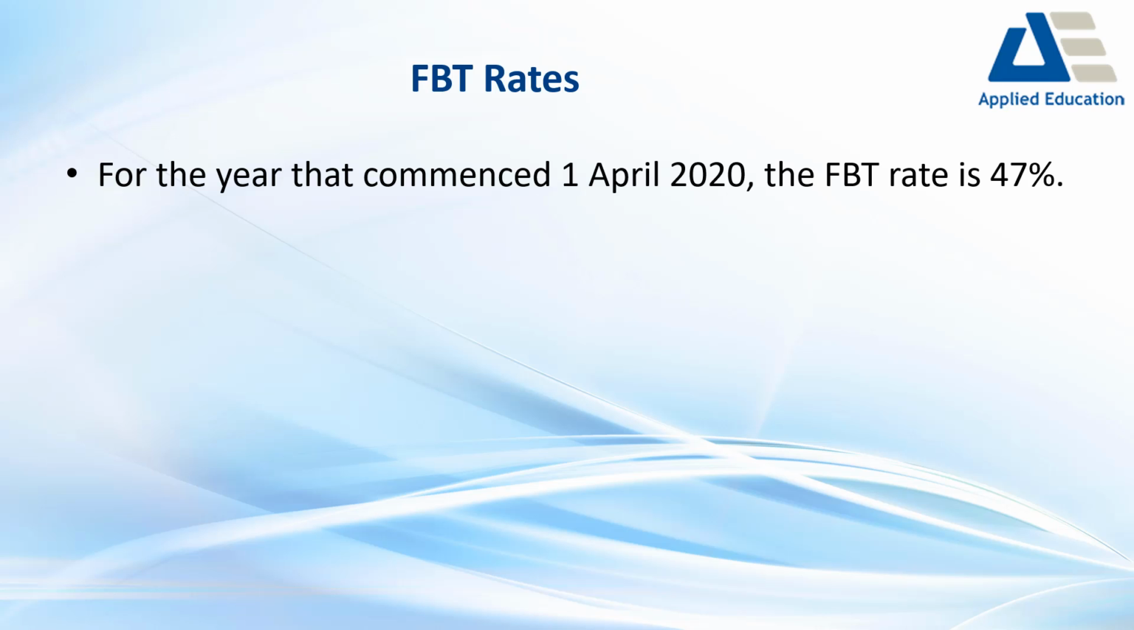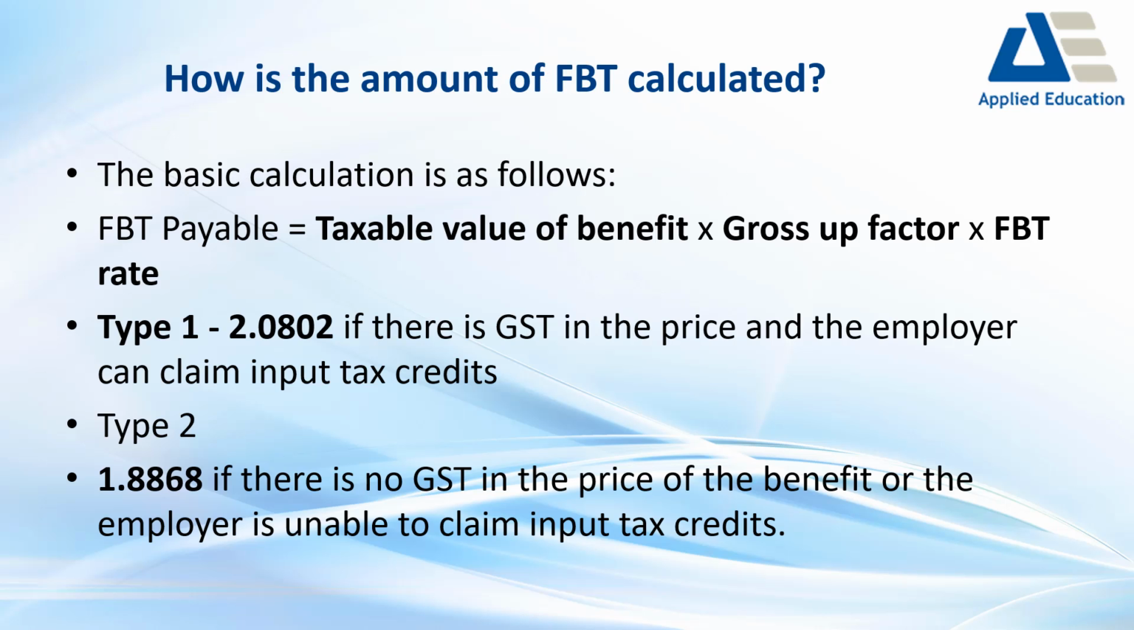The FBT rate for 1 April 2020 is 47%, which is the highest marginal tax rate, including Medicare levy, which is also 47%. So you can see there that the FBT rate is in line with the highest tax rate for an individual. All right, let's get on to how is FBT calculated. Basically, the FBT that a business would owe the ATO is the value of the benefit that you gave the employee, including any GST potentially, multiplied by what's called the gross up factor, multiplied by that FBT rate.